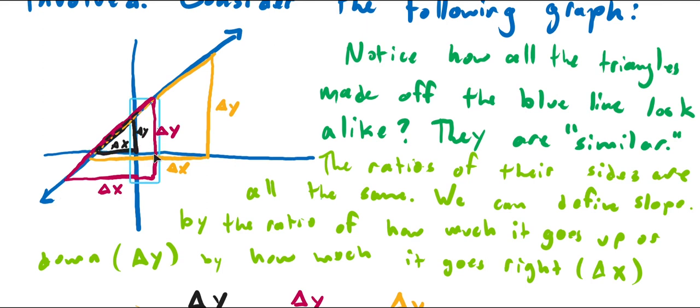Now I want you to notice that all these triangles have a pretty similar appearance, don't they? In some sense, they're not different triangles, they're similar. They have the same ratio of sides. They're just of different sizes.